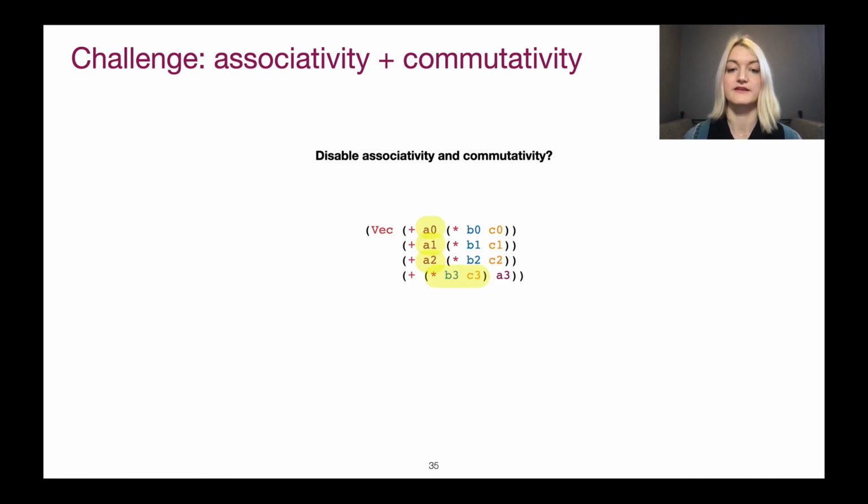One solution would be to simply disable associativity and commutativity. However, in practice, we ran into issues where we'd have code like this, where a simple swapping of the order of operands into a plus would stop us from further vectorizing this code.